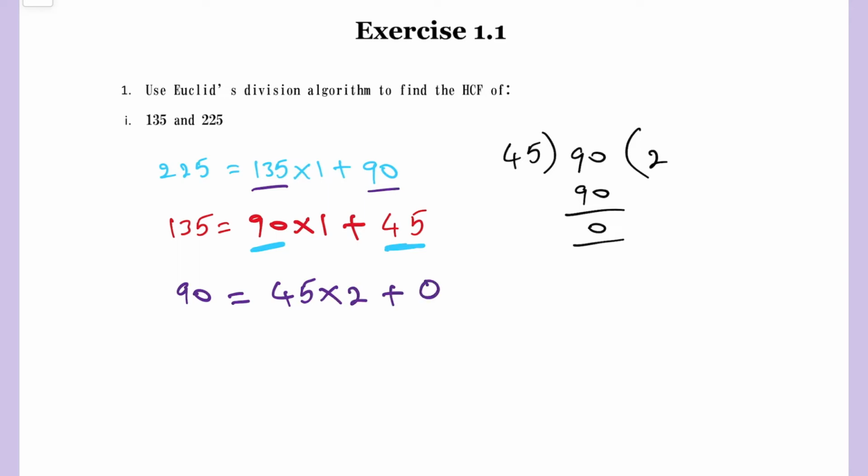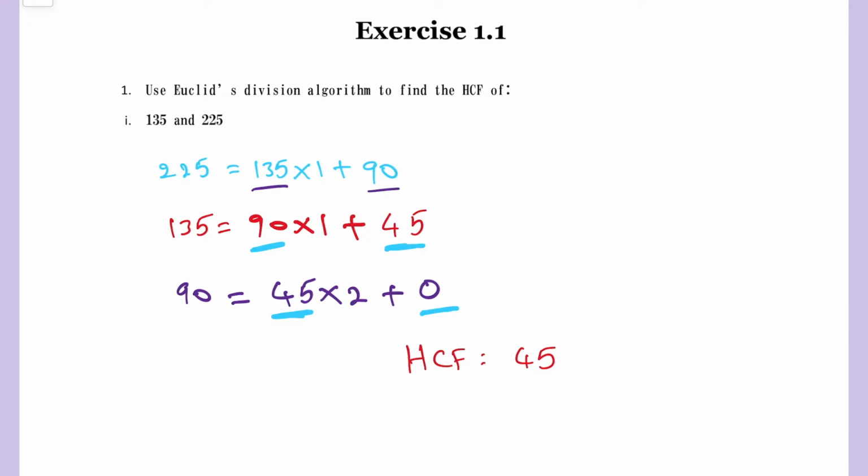Whenever we get 0 as the remainder, we need to stop the process there. After getting the 0 remainder, we check what the divisor is. In this case the divisor is 45. So our HCF is 45. So the HCF of 135 and 225 is 45.